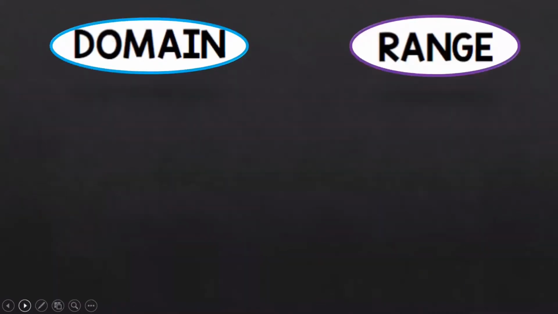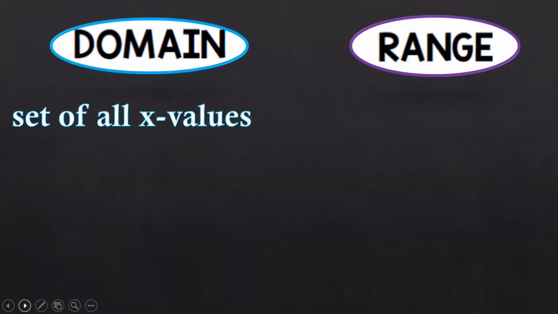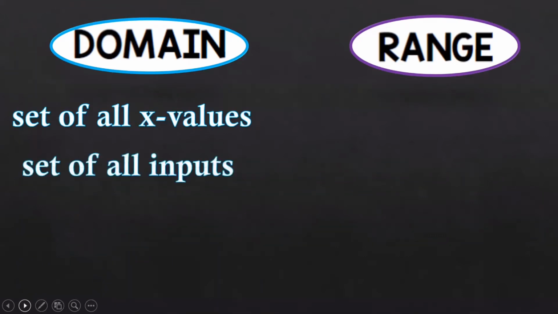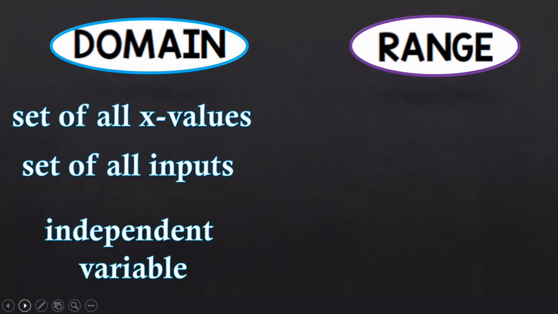So in a relation, you have domain and range. The domain is all your x values. It's all the possible x values. We also call those inputs. It's also the independent variable, because as we get into real world situations, it's going to be the variable that determines the outcome.